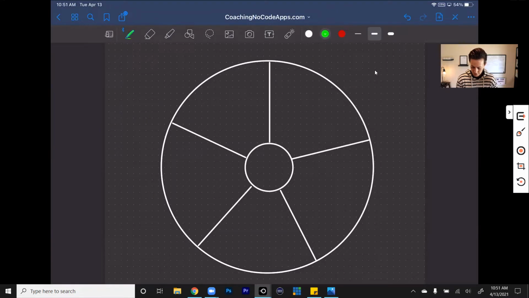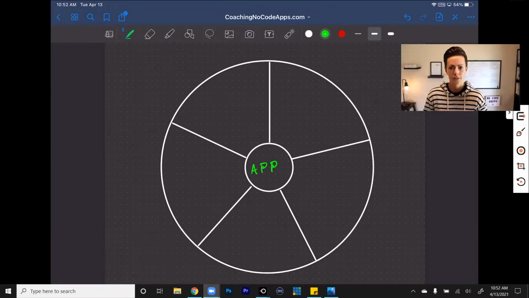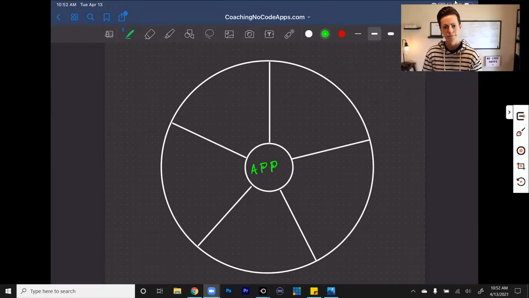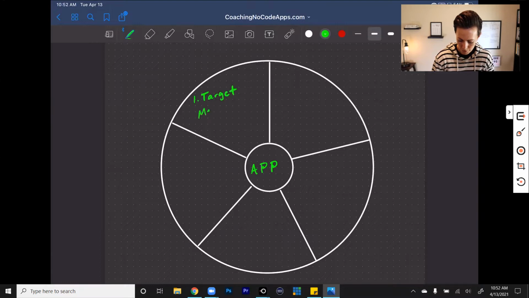So let's say you have your app idea right in the middle here. What we want to do is go through 5 different steps or stages really to determine whether your app idea has validation. All right. So the very first thing that I want you to look at, I'm going to put this right up here, is your target market.